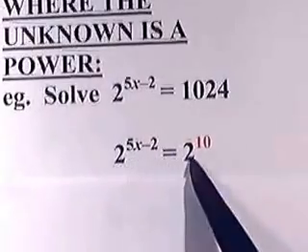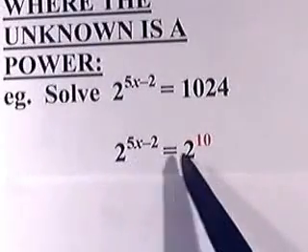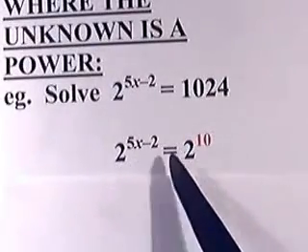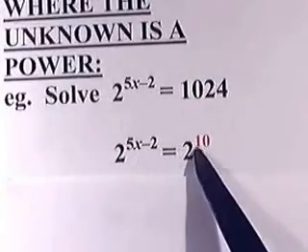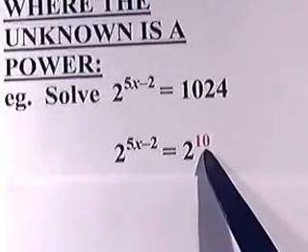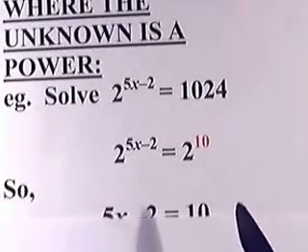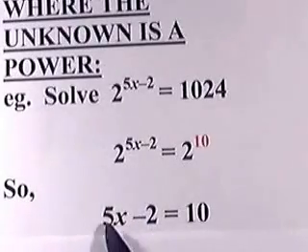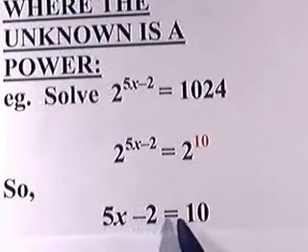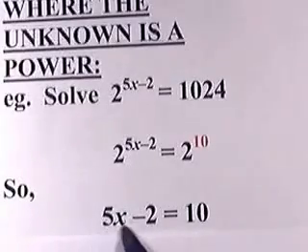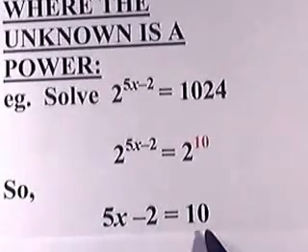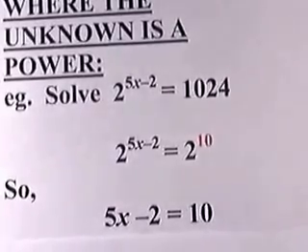Only when these 2 base numbers are the same in this equation can you say, therefore, that the power on this side must be equal to the power on that side. And if you can do that, you can immediately make that equation. 5x minus 2 must equal 10. Simple as that. You've now got a very simple equation that you can now solve.